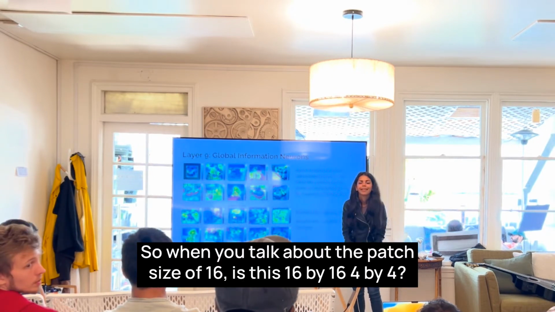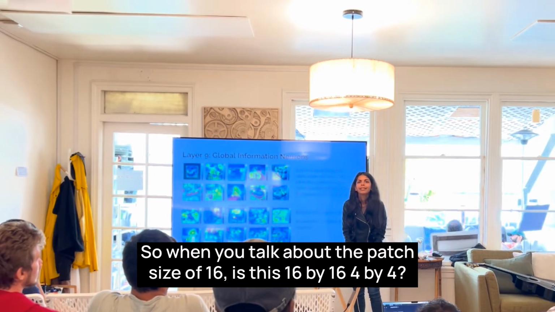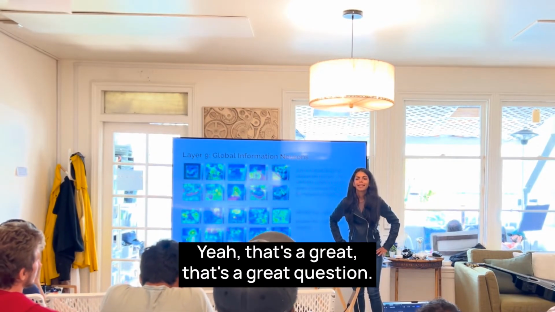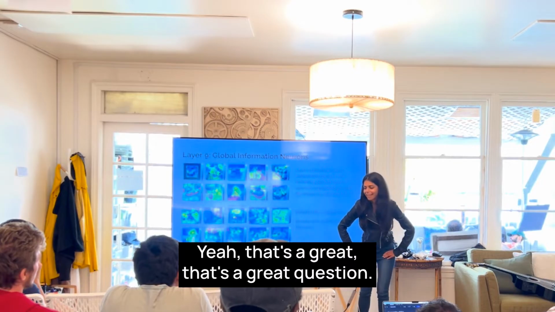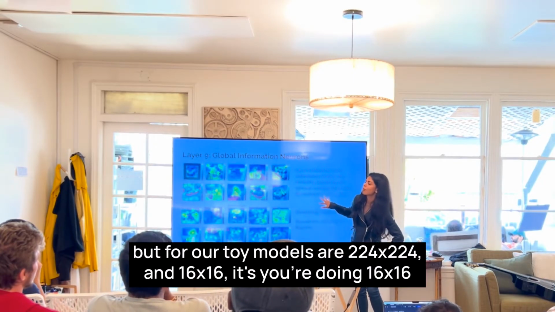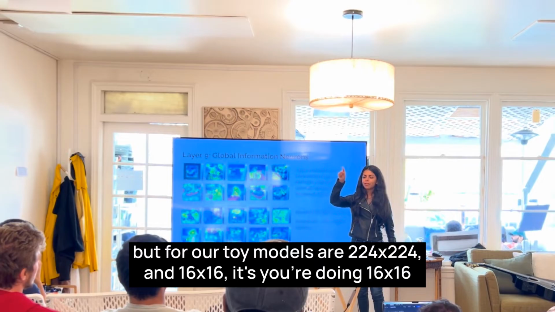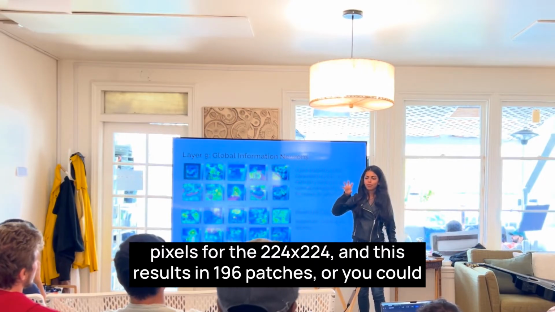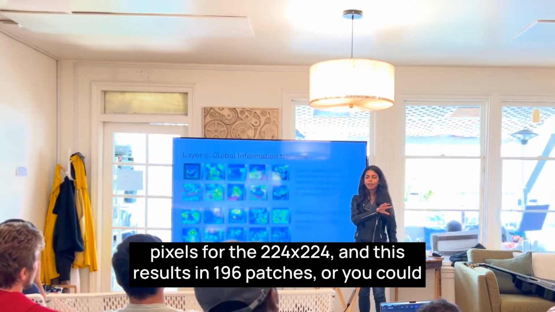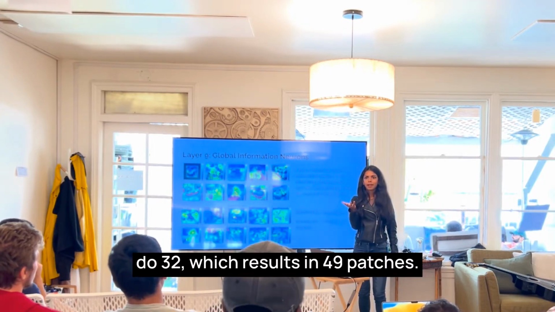So when you talk about the patch size of 16, is this 16 by 16 or like 4 by 4? What do you mean by patch size? Ah, yes, this is 16 by 16. Yeah. That's a great question. Yes, so the images for our toy models, not in production, are 224 by 224, and 16 by 16. You're doing 16 by 16 pixels for the 224 by 224. Cool. And this results in 196 patches, or you could do 32, which results in 49 patches. Yeah. Cool.